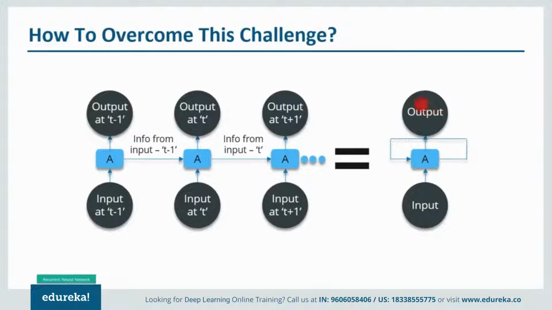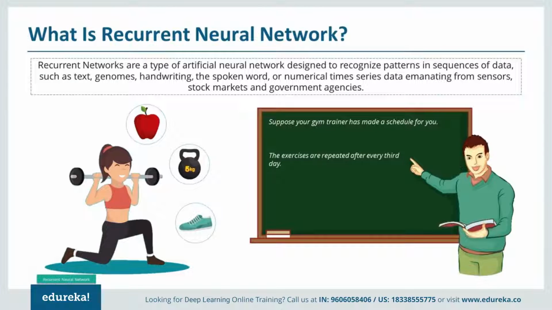So over here, I have just written a generalized way to represent it. There's a loop where the information from the previous timestamp is flowing. And this is how we can solve this particular challenge. Now let us understand what exactly recurrent neural networks are. For understanding recurrent neural networks, I'll take an analogy.